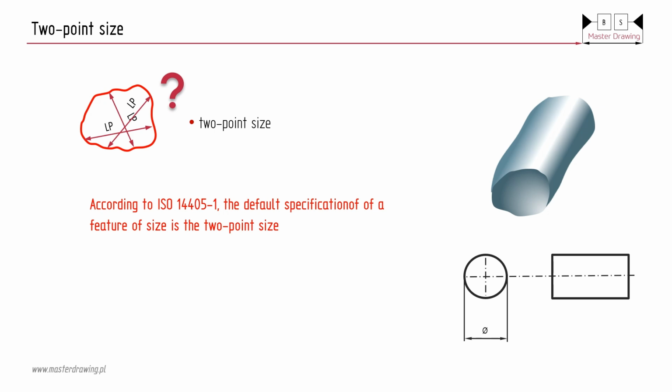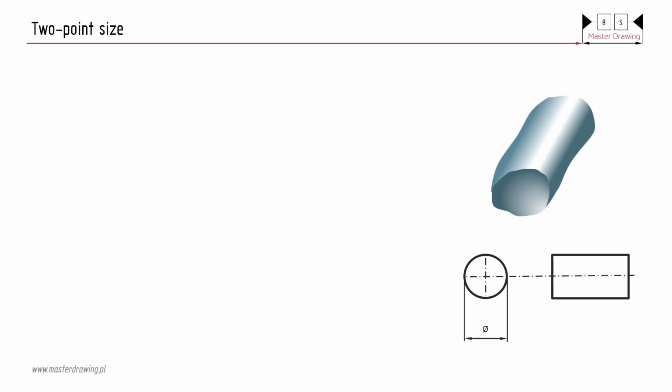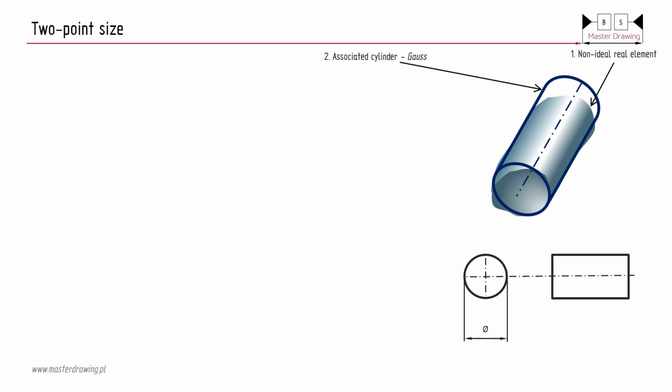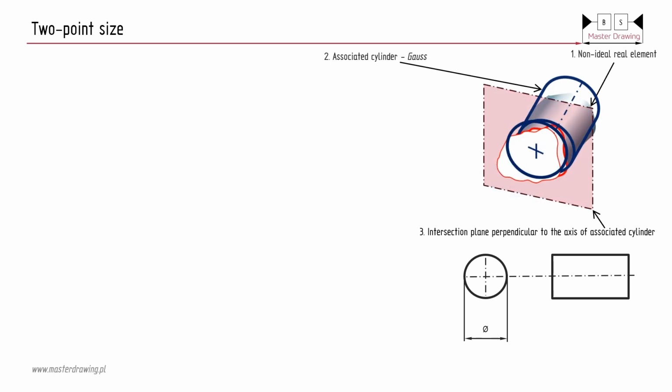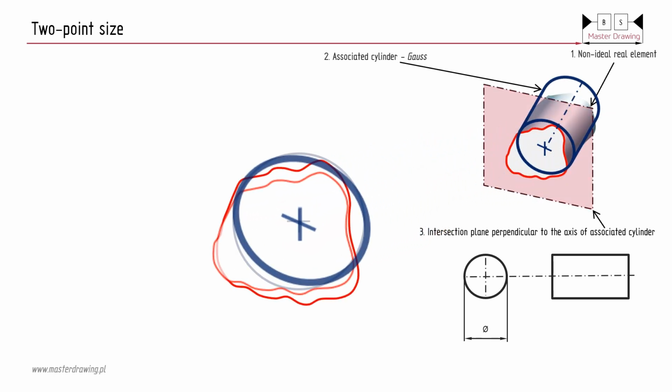But what exactly are opposite points? The 2-point diameter requires the use of enabling features. A real cylinder, being a non-ideal feature with form deviation, must first be associated using the default method, the least squares criterion. Perpendicular to the axis of the associated feature, an intersection plane is created. It is the primary enabling feature.